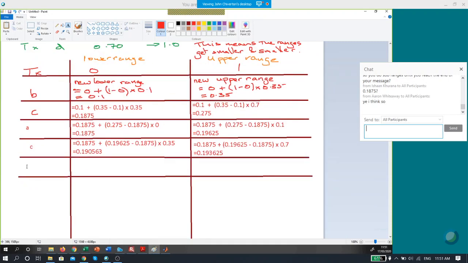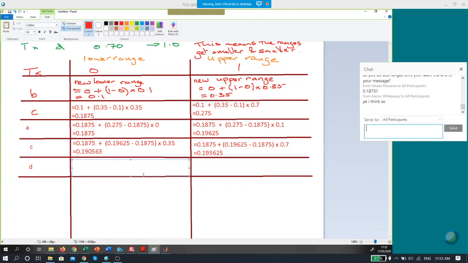So D, there, our calculation here. So here we're adding the lower value, 0.190563 plus 0.193625 minus that lower value of 0.190563. I'm going to run out of space here, aren't I? So times, and then the D is a 0.7, isn't it? So 0.7 there. And then that gives us a value of 0.192706.